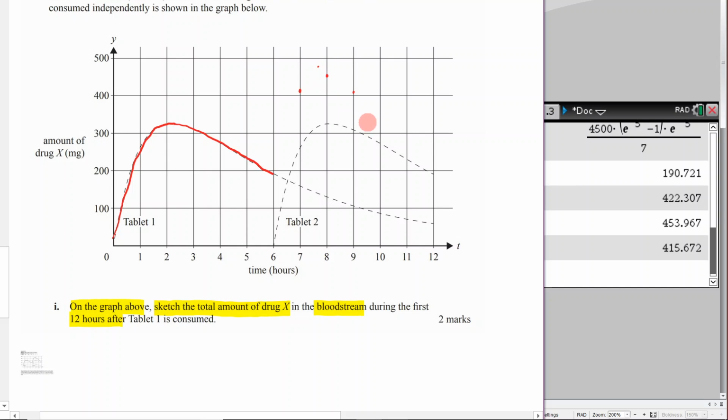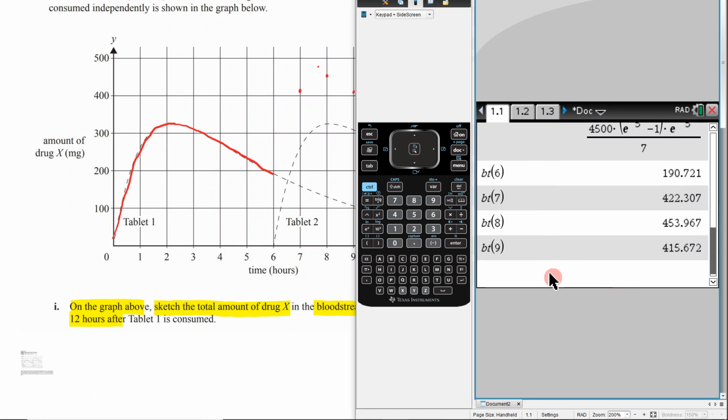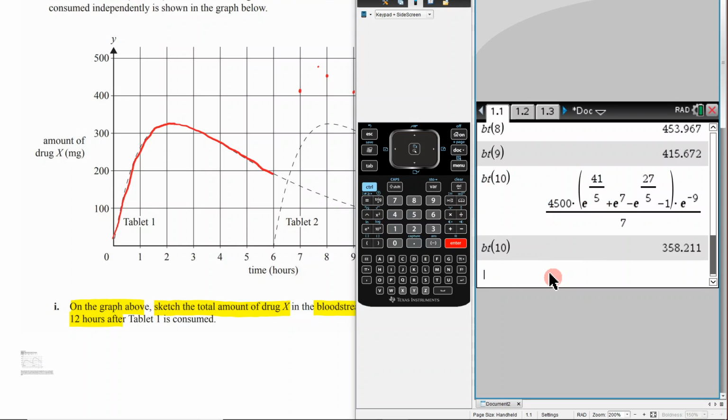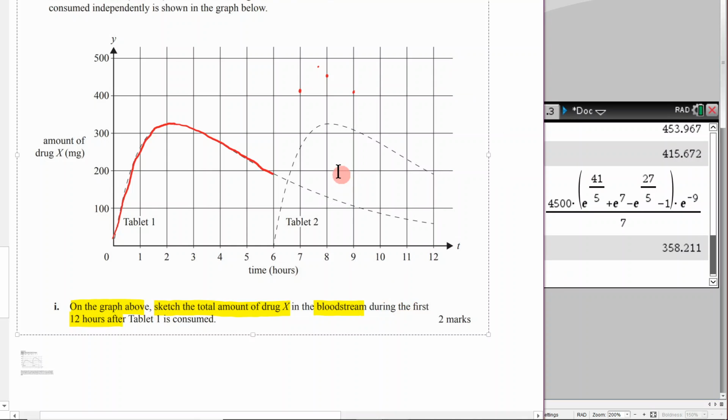So try to be as neat as you possibly can here. This is not as neat as I was hoping it was going to be, and this is taking me some time. So maybe the addition of ordinates would have been a lot quicker than doing it this way, because I'm fluffing about. 358, at 10, 358. It's going to be about here.